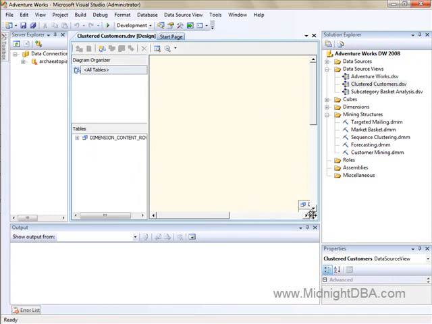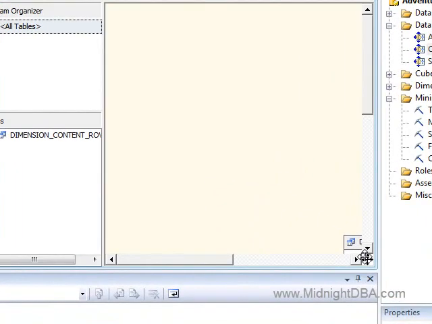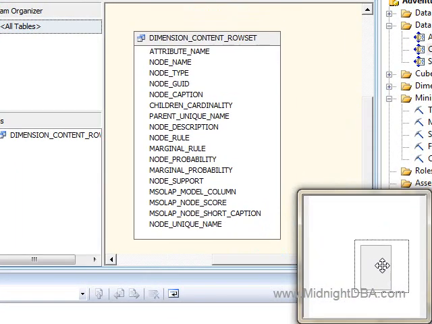Just a show of hands, does anybody use DSVs with their Integration Services packages? I didn't think so. Just thought I'd check. Always looking for somebody to do that stuff.